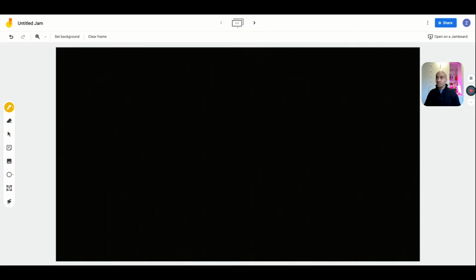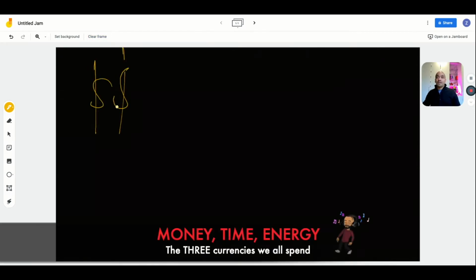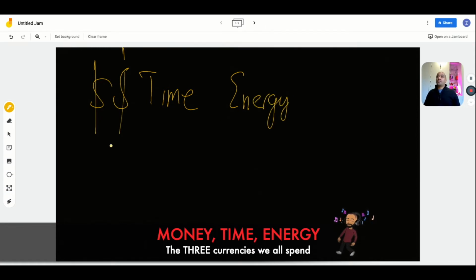Now, the most usual currency, of course, is money, right? Everyone knows about money. The next one that not many people think about is time. And then the next one is energy, right? Most people, when they think about spending something, are thinking about money, maybe time, and very few people think about energy.